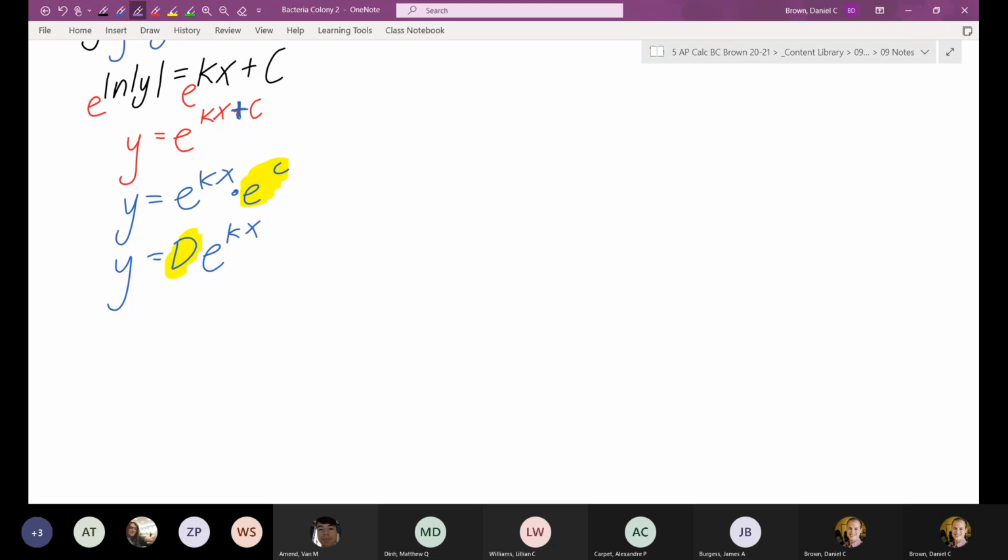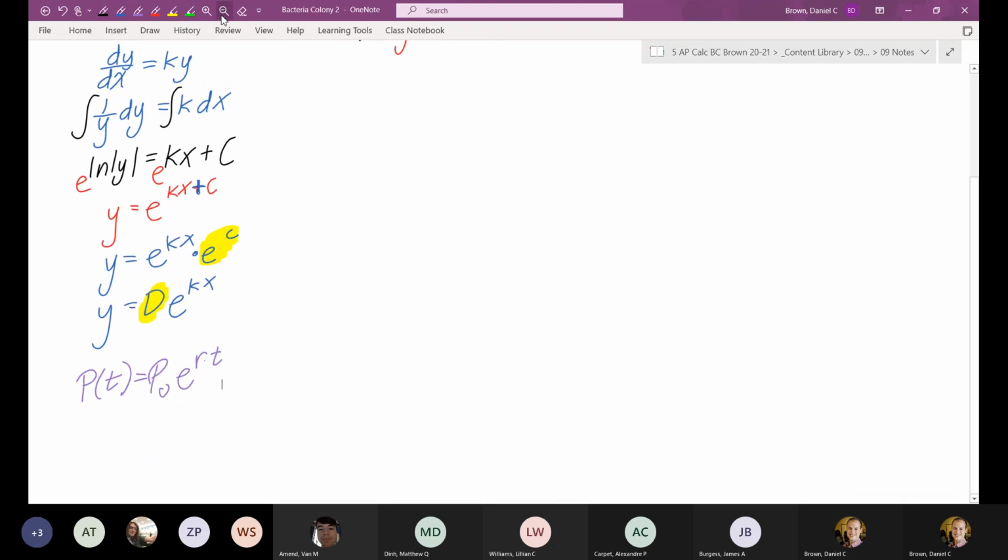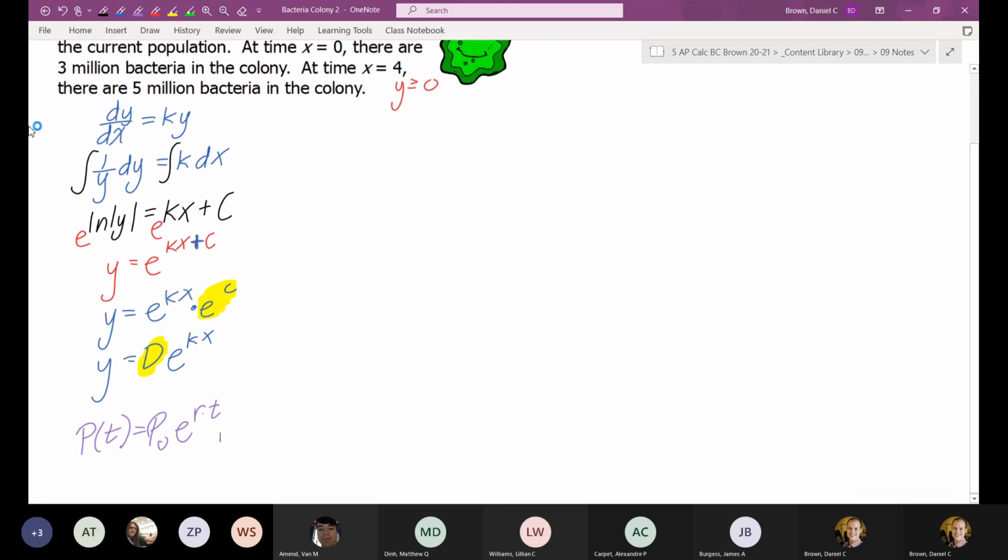Does anyone recognize that exponential equation we just got? It's the PERT formula you might remember from Algebra 2. You probably look at it more like this: P of t is equal to the initial population times e to the r times t. I think most of you have seen that from Algebra 2, or at least you should. That is where that formula comes from. And that is a really important formula, and that's where we're going to make some connections.